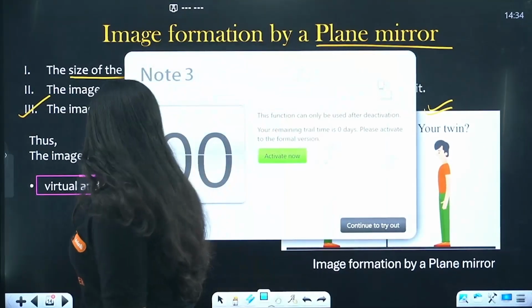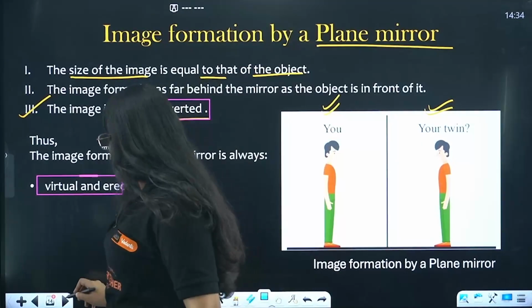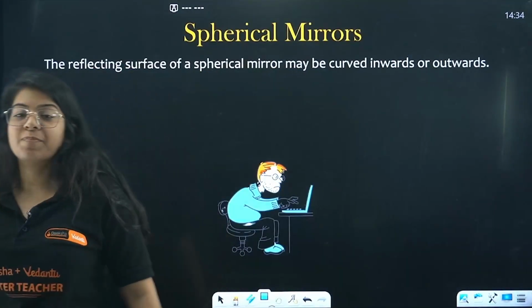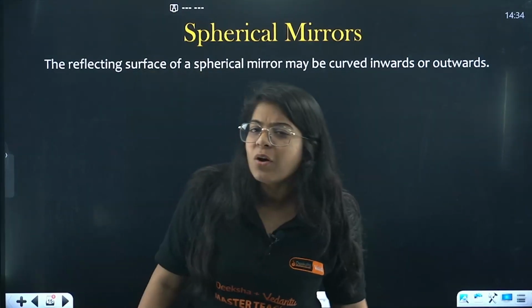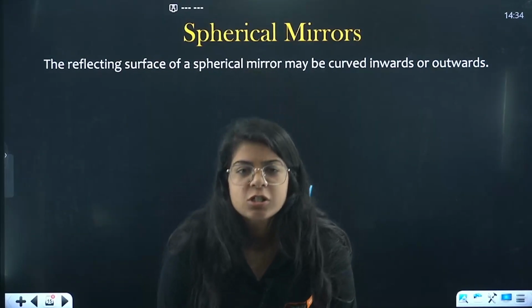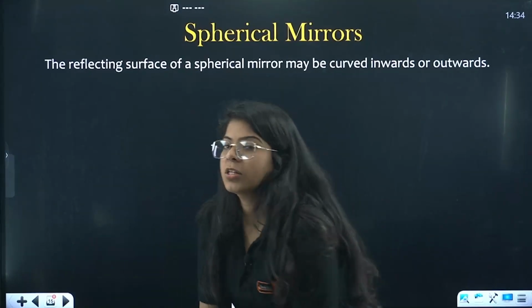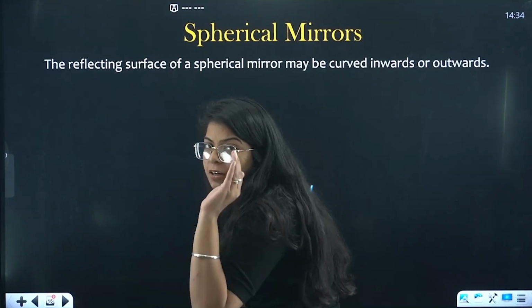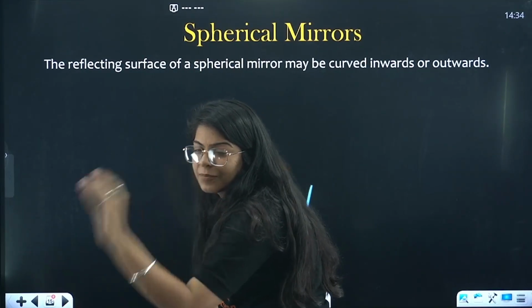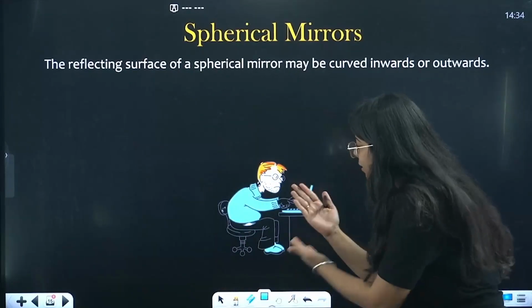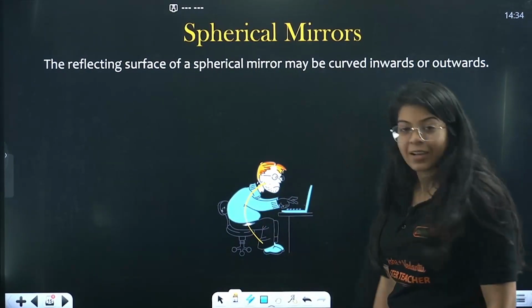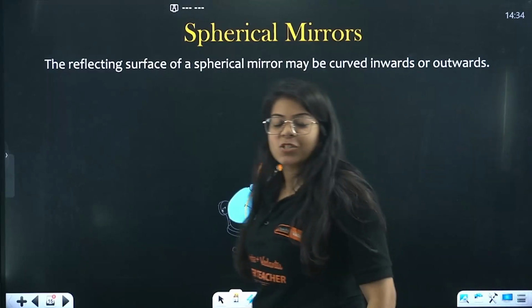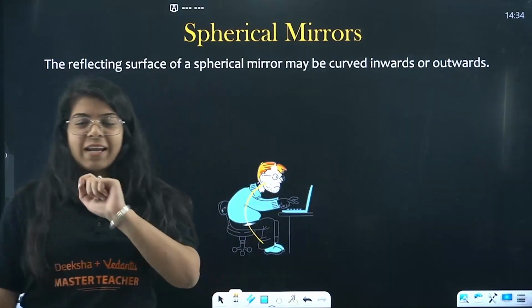Okay, let's move to the next part, that is your spherical mirrors. Now why do we call these spherical mirrors? Because they are curved like a C, like this. And that is what our spherical mirror is. So you won't forget that ever.